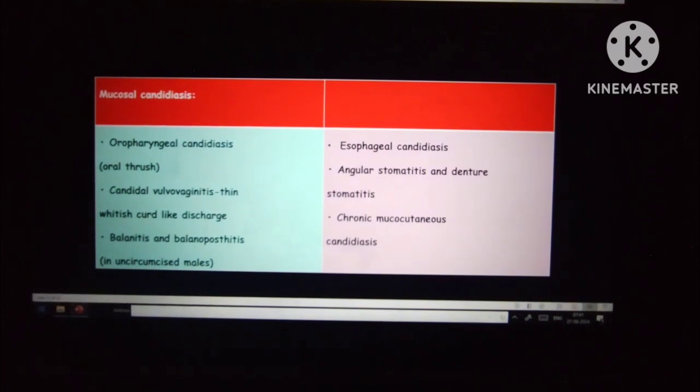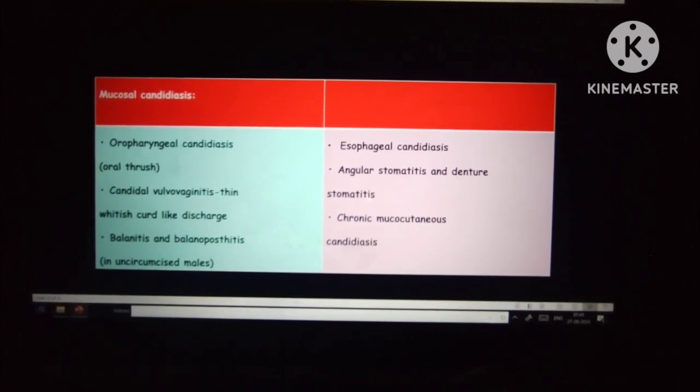So first, candidiasis. What is the most common? These are the diseases caused by Candida. First, oropharyngeal candidiasis, and then vulvovaginitis. Here there is a specific term: if they give a Candida history, it is a curd-like discharge. Next, balanitis and balanoposthitis, usually seen in uncircumcised males, and esophageal candidiasis, and angular stomatitis, denture stomatitis, and chronic mucocutaneous candidiasis.